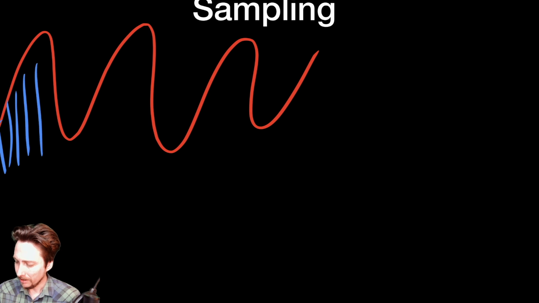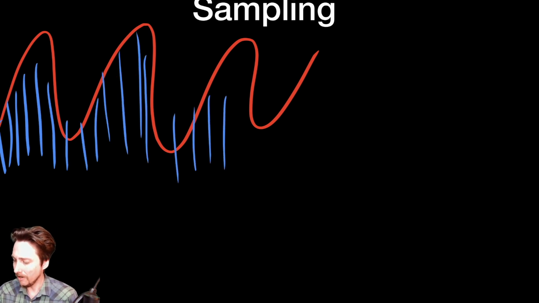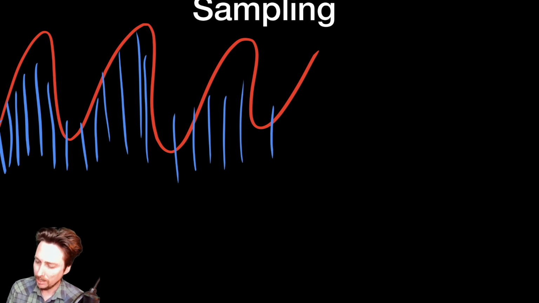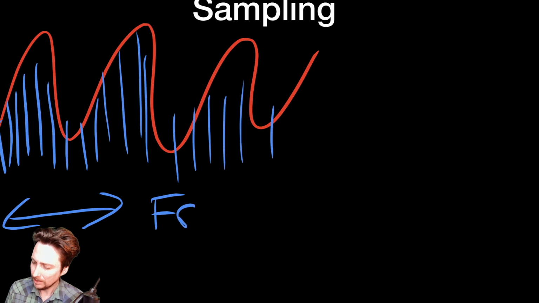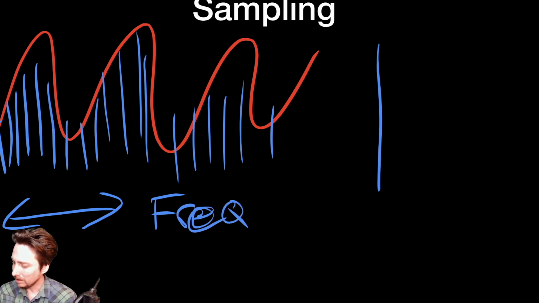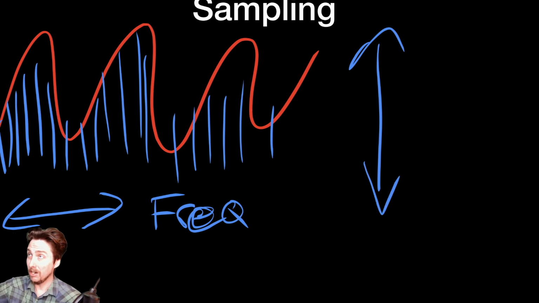And there are two things that we need to be concerned about with the resolution of our sampling. One is the x-axis resolution, or the frequency, sampling rate or sampling frequency, and the y-axis, or sampling resolution, or in our case, because our sampling is converted to binary, our bit depth.